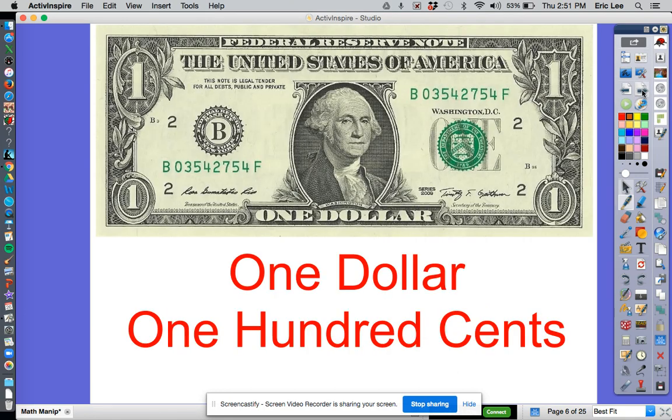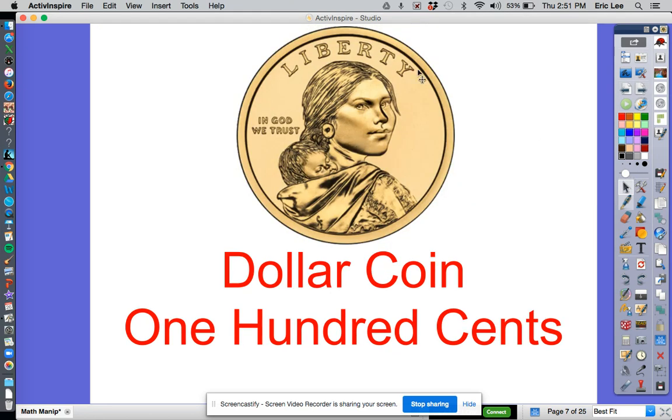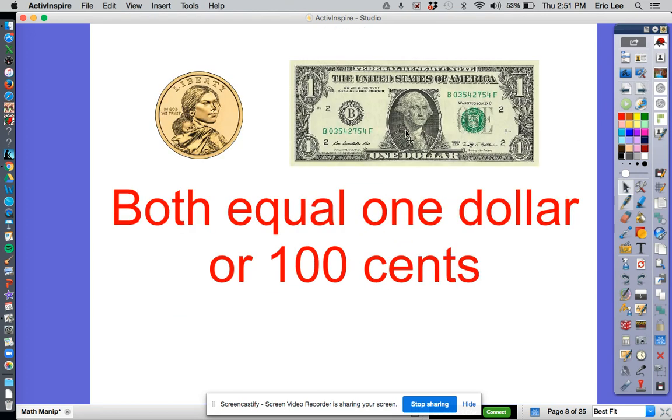All right, today we're going to talk more about dollars. Remember from last time, we said a dollar is equal to 100 cents. Now we have this paper dollar, we call it a dollar bill, but we also have dollar coins. This one is called the Sacagawea dollar. It's also worth 100 cents. So if you look closely, they look way different, but they're both worth the same exact thing. Both equal $1, both equal 100 cents.